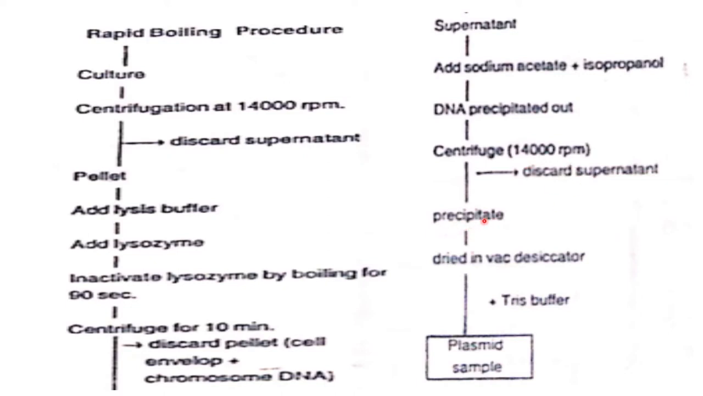Then the precipitate will be taken and dried in a vacuum desiccator, and Tris buffer is added to the plasmid sample so that we can preserve this plasmid.